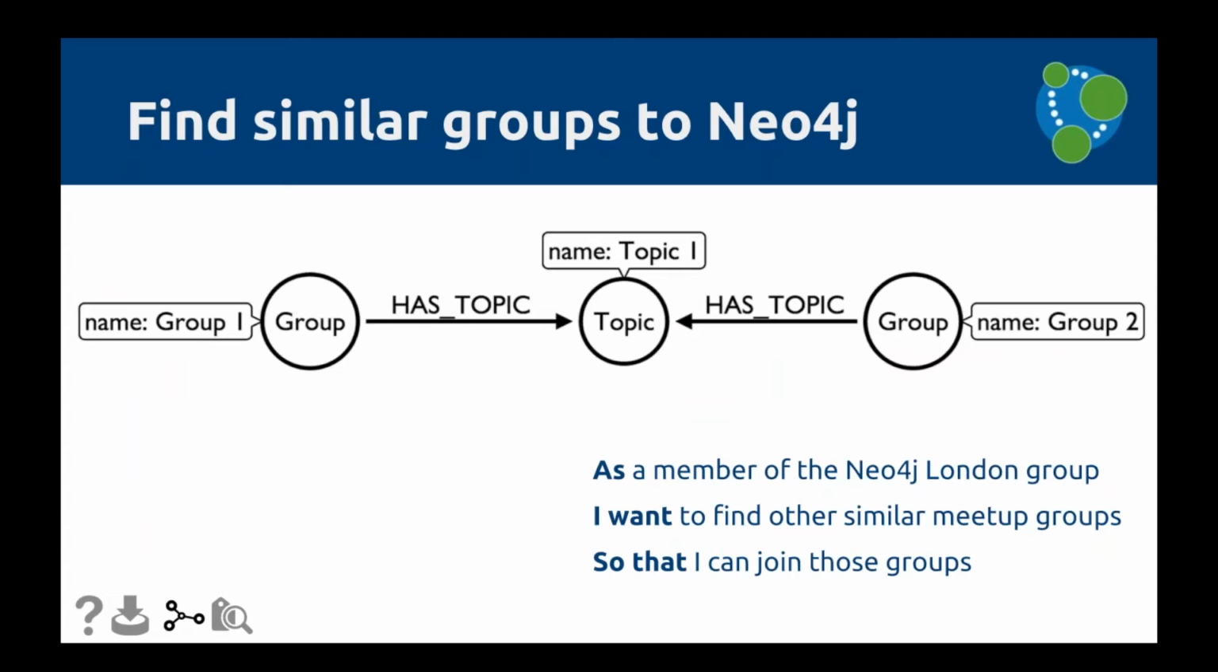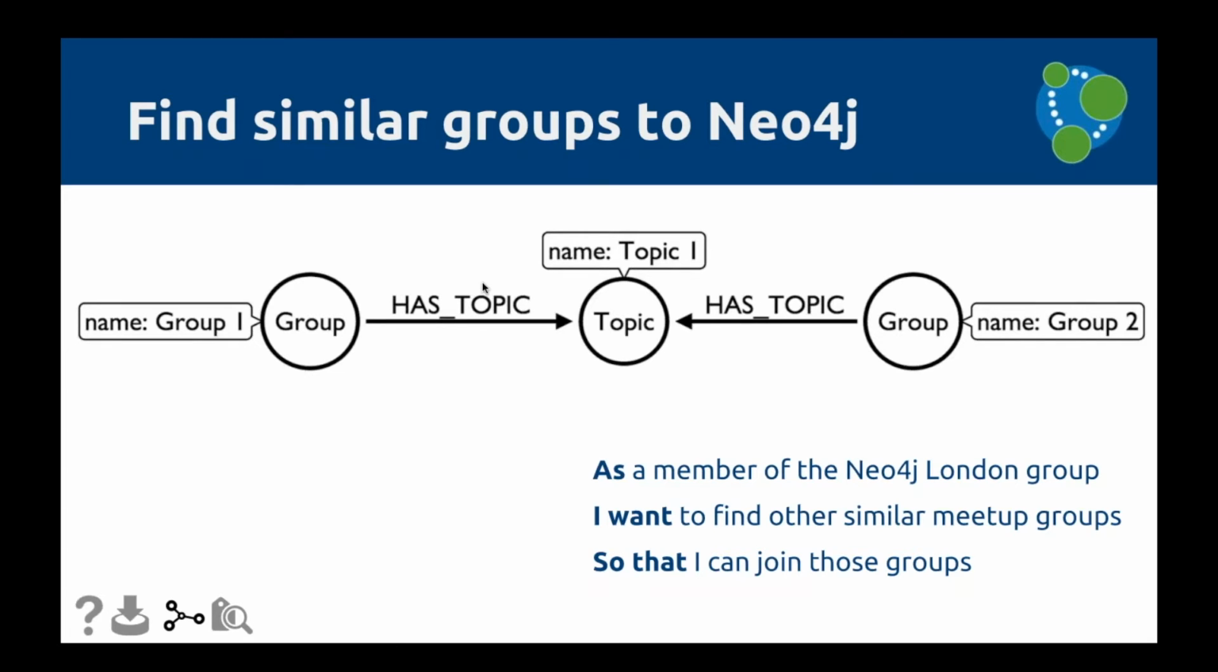The next step is, can we figure out how we're going to model this? And the first thing to keep in mind is that we're only modeling for that question at the moment. So we only need to answer this question, so we only need to pull in this data. So as a member of the Neo4j London group, that suggests we need a group. So that's the little circle over here. And then we're saying I want to find similar groups. And remember, we said that similarity is going to be by topics.